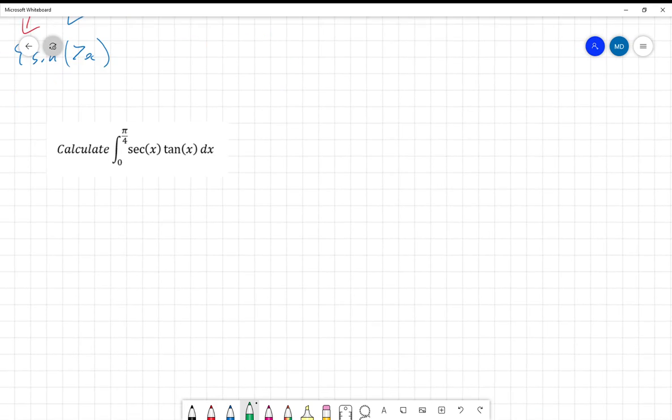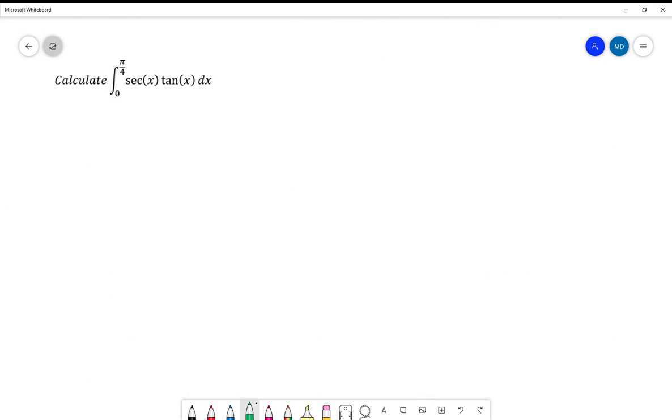Okay, last example. Calculate the integral from 0 to pi over 4 of sec x tan x dx. Now this one looks like it could be horrible, but actually there's a really nice way. You must remember that if you have sec of x, that differentiates to sec x tan x, and we're good.